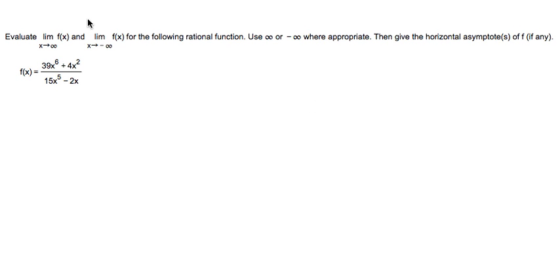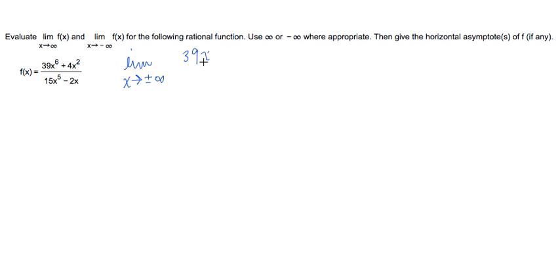In this problem, we want to find these two infinite limits and then any horizontal asymptotes if there are any. So we're finding the limit as x approaches positive or negative infinity, and I'm going to find them both at the same time. This is a rational function, so the secret is the same as with any rational function and x going out to infinity: we're going to multiply by 1 over x to the highest power over itself.